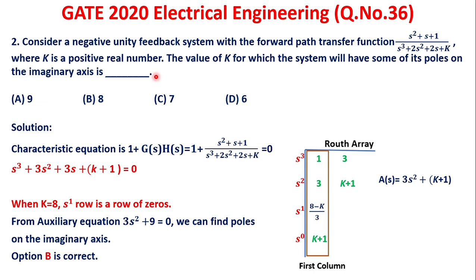Generally, whenever you want to find out for what value of K the system cuts the imaginary axis, the best way is to go for the Routh array. So the characteristic equation as usual: we have formed the characteristic equation 1 plus G(s)H(s) equal to 0.